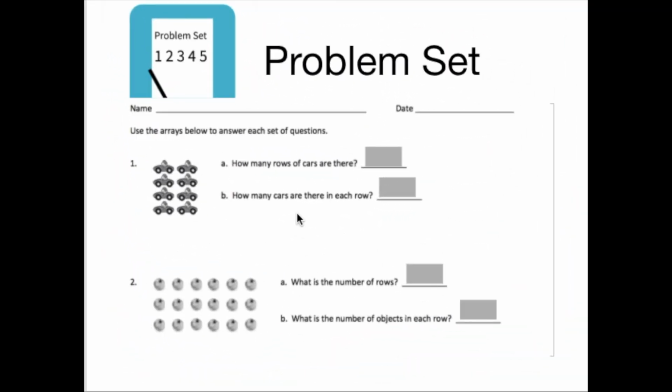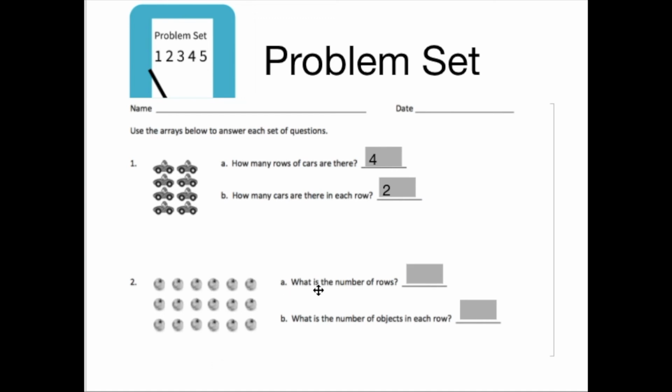All right, guys, let's review. How many rows of cars are there? So I'm looking at this picture. How many rows? Well, I know rows go straight across. So it looks like I have 1 row, 2, 3, 4 rows. I have 4 rows. And how many cars are there in each row? Each row has the same number of cars, and I see 1, 2, 1, 2, 1, 2, 1, 2. There are 2 cars in each row.